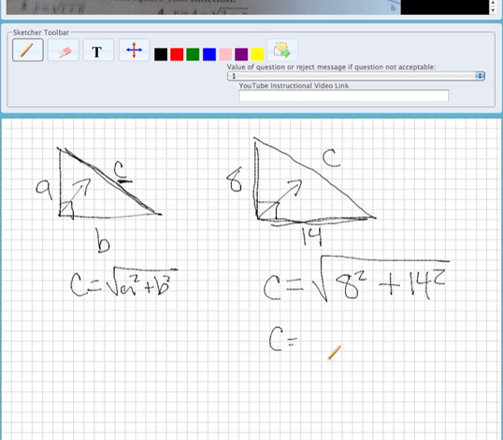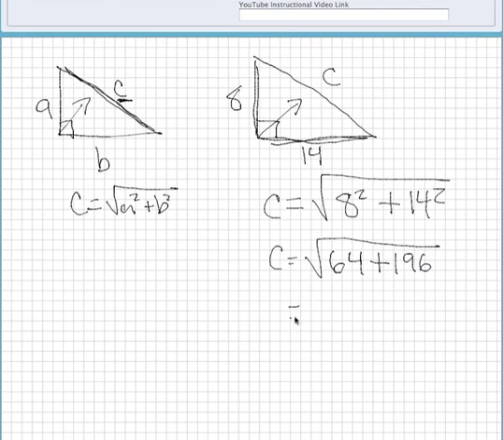C is going to equal the square root of 64, which is 8 squared, plus 196. And if we add that together, what we're going to get is C equals the square root of 260. Oops, sorry, that 0 is not there.